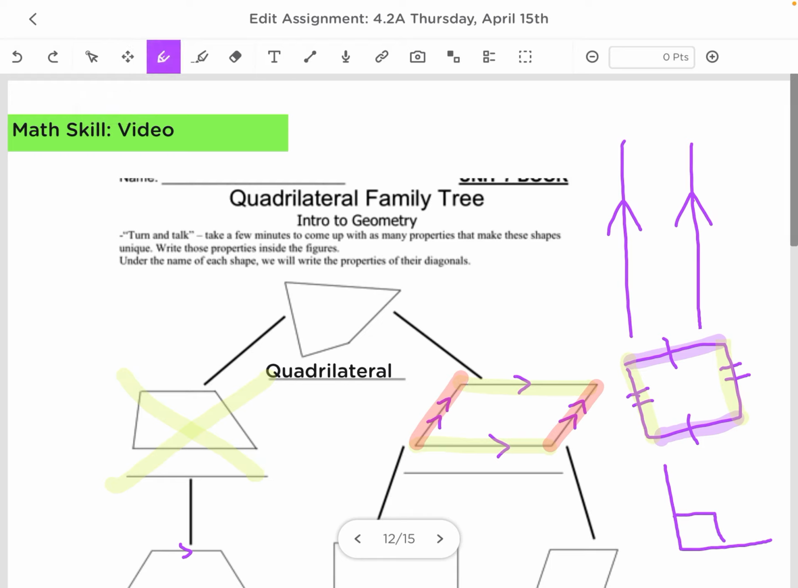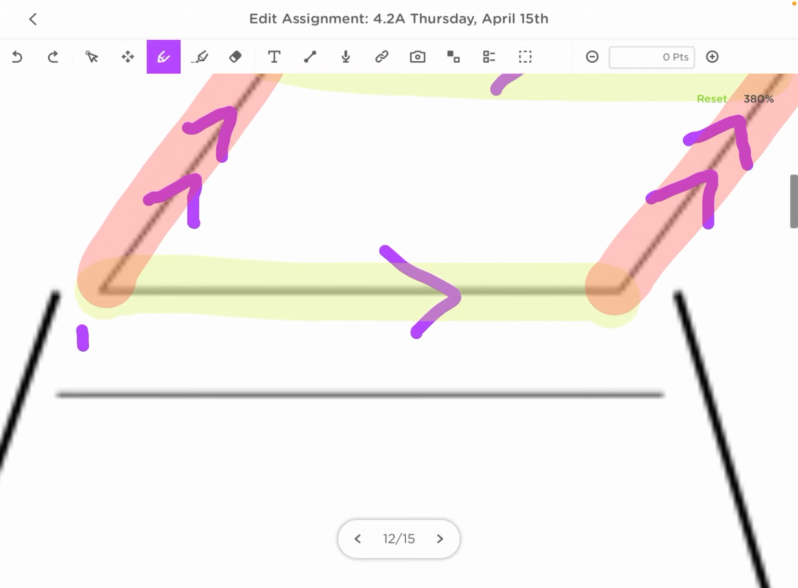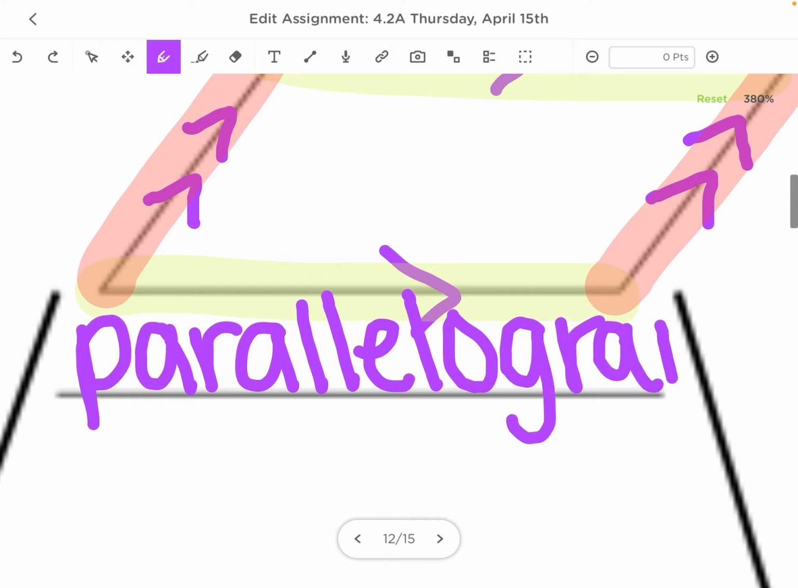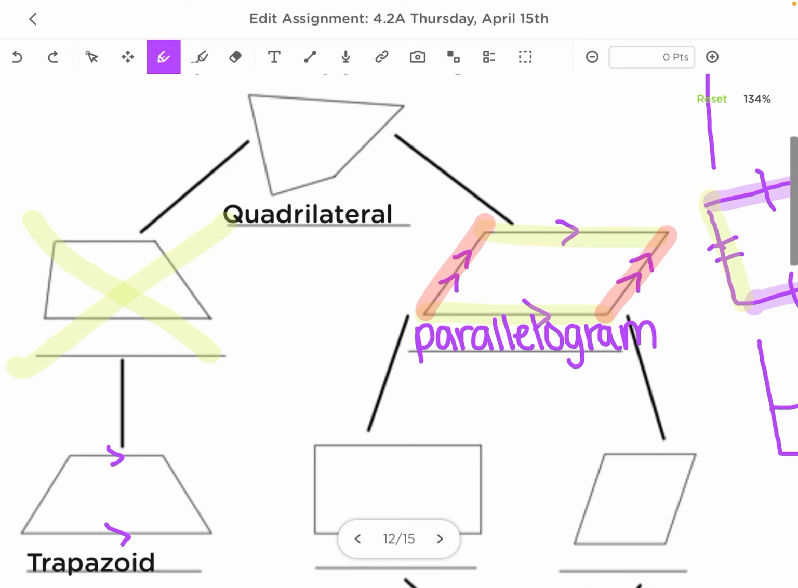I have to write it out. Parallelogram. So the difference between going this way and this way is a trapezoid has 1 pair of parallel lines, and a parallelogram has 2 pairs of parallel lines.